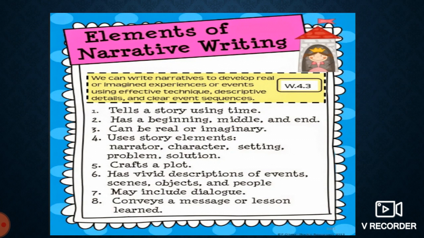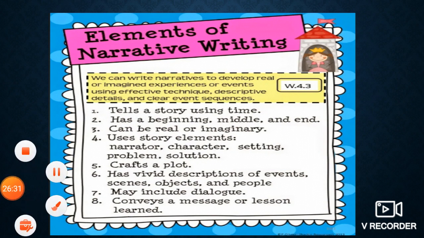Different parts it can be divided into. It has a vivid description of events, which means various types of events, descriptions, scenes, objects, and people. And it may include dialogues. Yes, if characters are there, definitely dialogues will be there. It conveys a message or lesson learned.